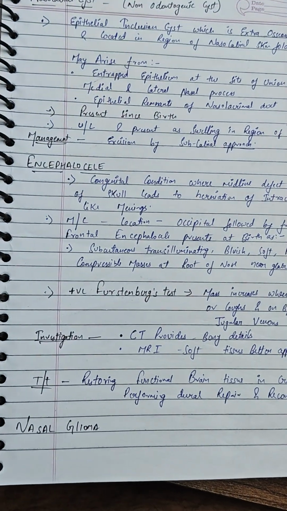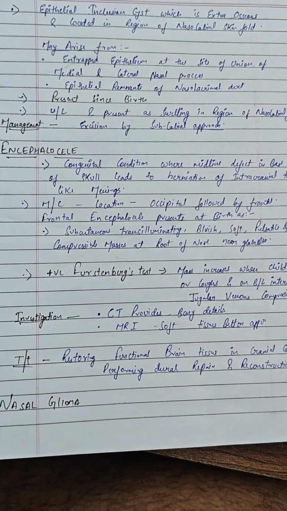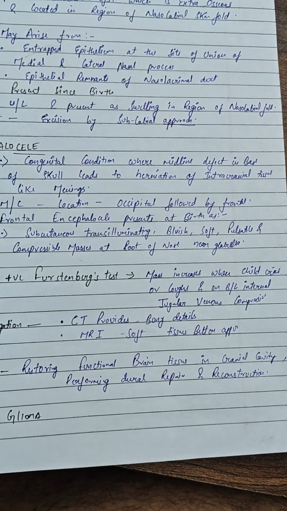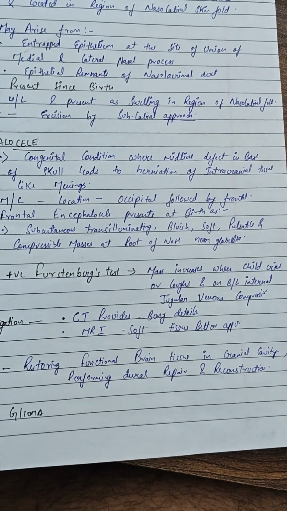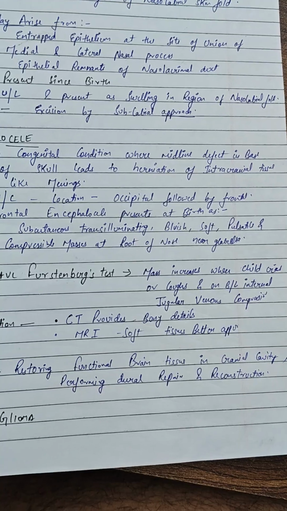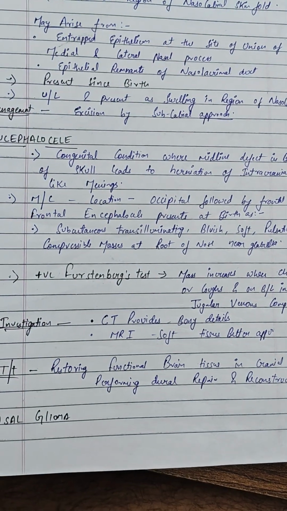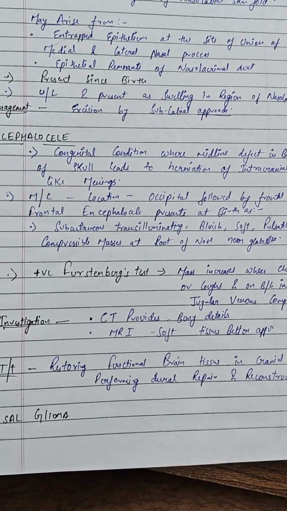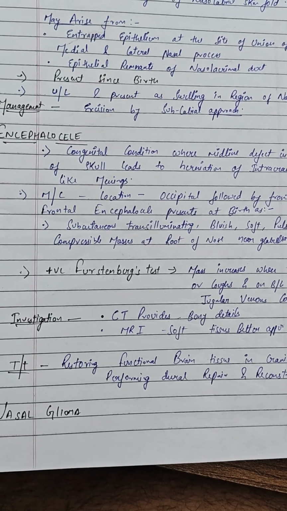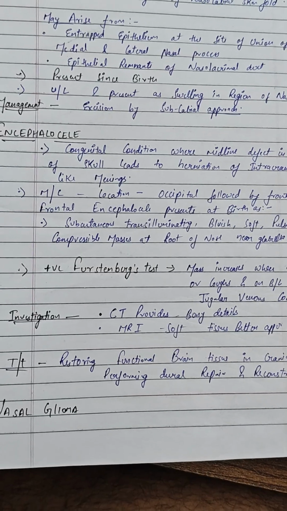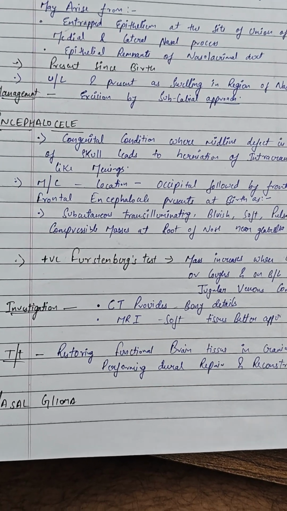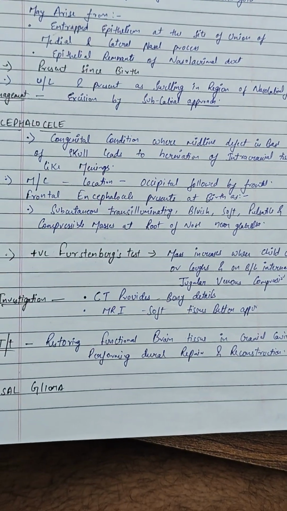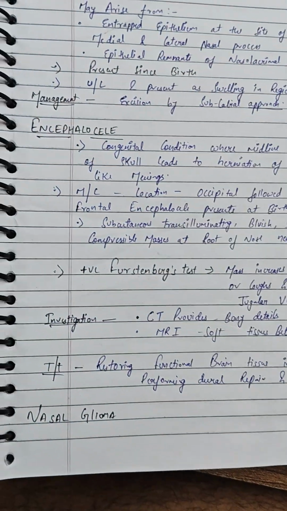In this encephalocele, we usually do the Furstenberg test. In this, the mass increases when the child cries or coughs, and on bilateral internal jugular vein compression. For investigation, for soft tissue MRI is better, and for bony details CT is to be done. The treatment is restoring functional brain tissue in the cranial cavity and also performing dural repair and reconstruction. Okay, thank you guys.